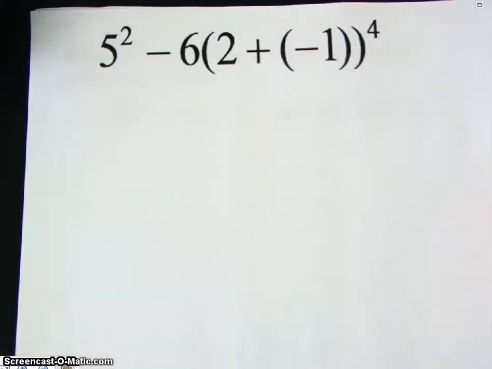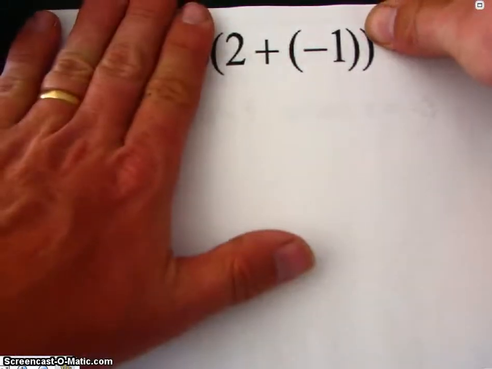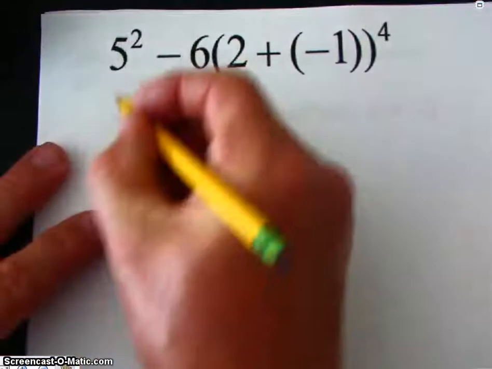Okay. Let's look at another example. First step is parentheses. So I'll look in there. So what's 2 plus a -1? 2 plus a -1 is 1.